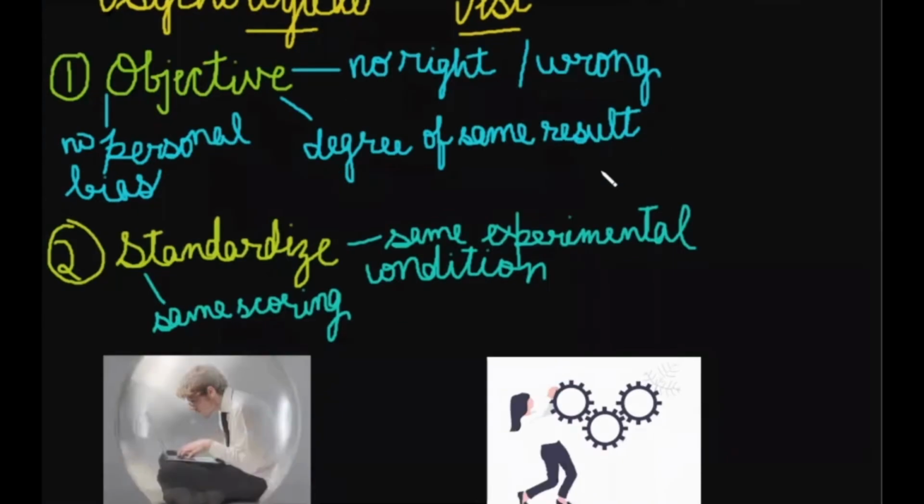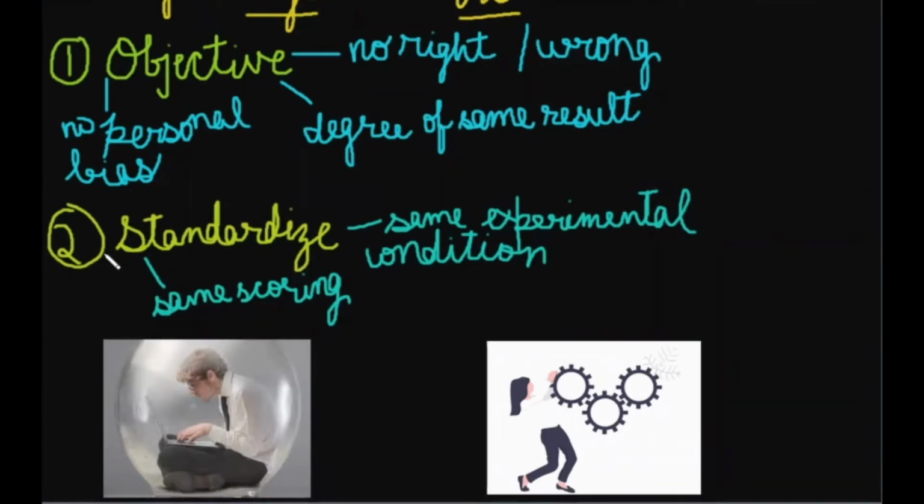The next one, that it is a standardized measure. What do we mean by standardization? Standardization means that a test is administered to a group of subjects under exactly the same experimental conditions and scored in exactly the same way. That means the same experimental conditions have been used for both groups or both students, and the scoring of each of their answer scripts is done in the same way.